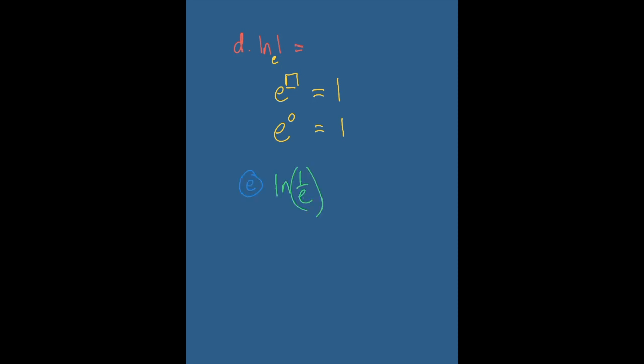Part E is saying what power of e, remember this is base e, will give me 1 over e. Well, let's think about that. This has to be -1, because e to the power of -1 will give me 1 over e. A to the power of -1 will give me 1 over a. 10 to the power of -1 will give me 1 over 10. So if I was to say to you, what is the log of 1 over 10? Well, we know that this is asking for base 10. That's also going to be -1.